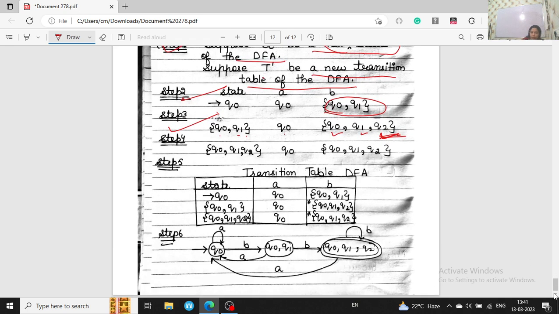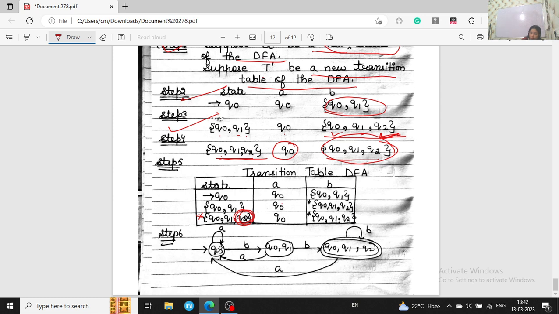In the next step, now start from this Q0, Q1, Q2. In this, Q0 itself accepts A. So that's why I write here. And from this Q0, Q1, Q2, all these states accept B. So that's why I write here. Now the transition table of the DFA. In this, write start Q0, Q0, and Q0, Q1. Q0, Q1 goes to Q0, Q1, Q2. Then Q0, Q1, Q2 is a final state because in this Q2 is present, that is the final state.